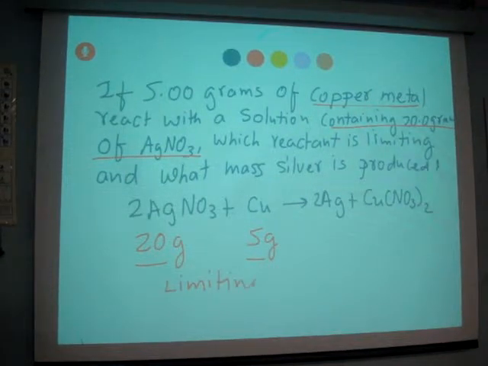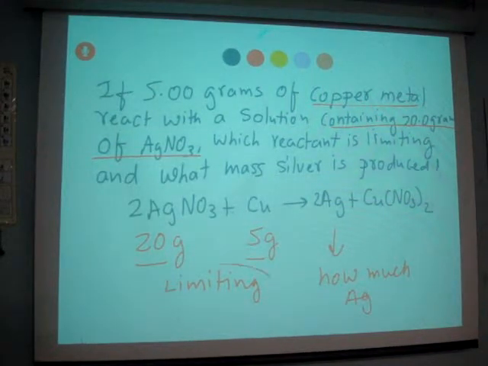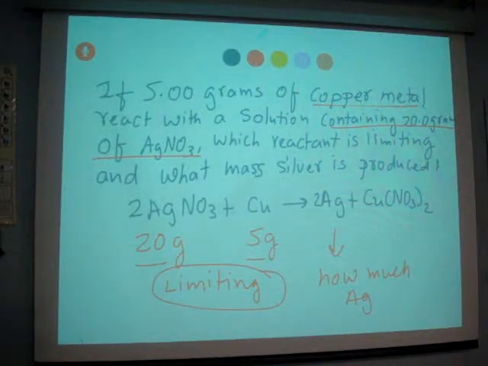That we need to find, and then we need to find out how much Ag we can produce. So once we determine the limiting reactant, we can find how much Ag we can produce. Okay, so let's start. I'm going to go to the next slide.